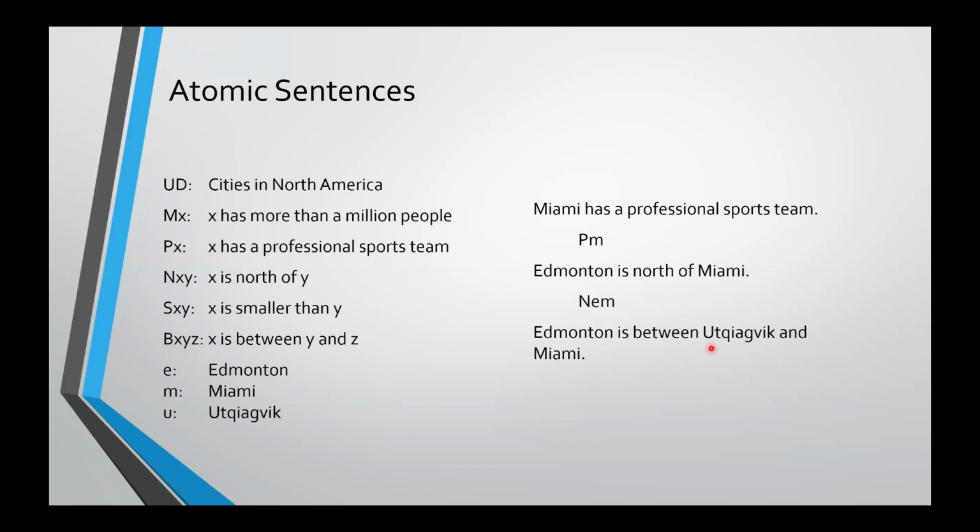Edmonton is between Utqiagvik and Miami, right? So here the predicate is X is between Y and Z, and we've got three constants here. So this is going to be BEUM, Edmonton between Utqiagvik and Miami.